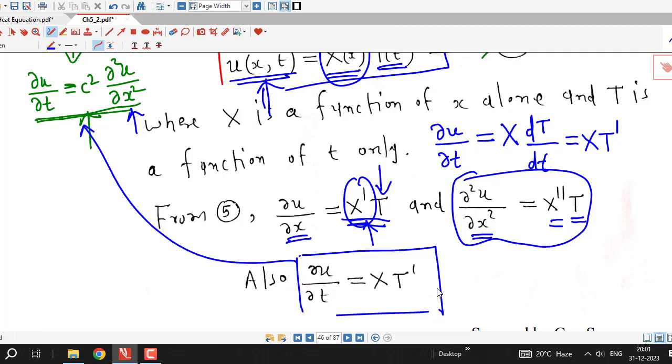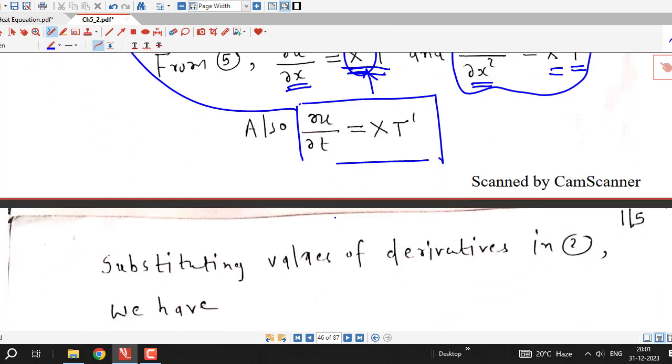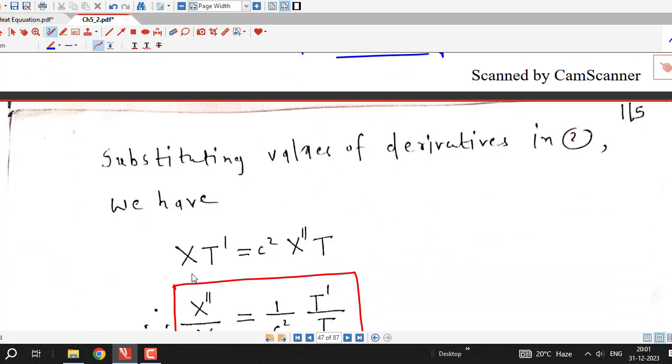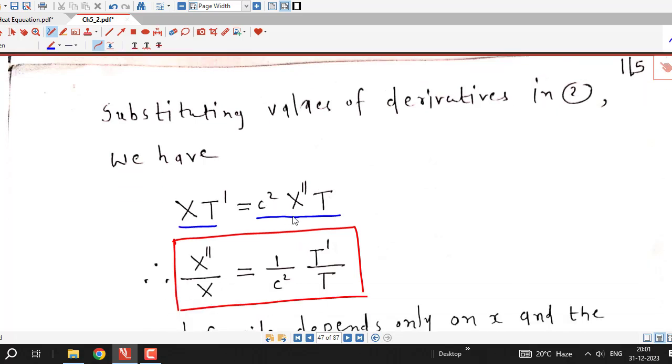So after substituting these two values in the heat equation, we have this expression: X times T dash equal to c square times the second derivative of X with respect to x, times T. And now we have separated the variables. We take this X on this side and c square times T in the denominator of T dash.